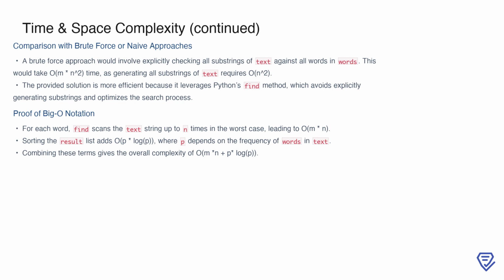The big O proof confirms the efficiency of the solution. Each find call scans up to N characters in the worst case, leading to O(M * N) for all words, while sorting the result adds O(P * log P). Combining these terms, we achieve the overall complexity of O(M * N + P * log P), which is significantly better than the naive alternative.